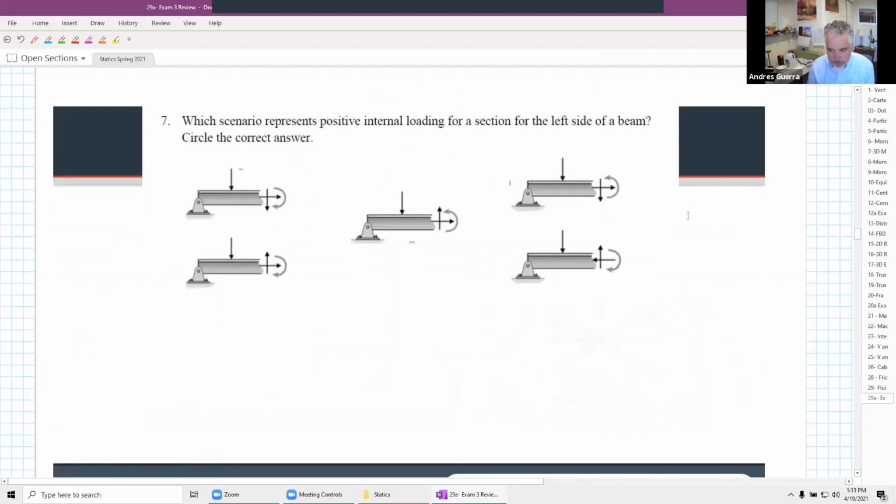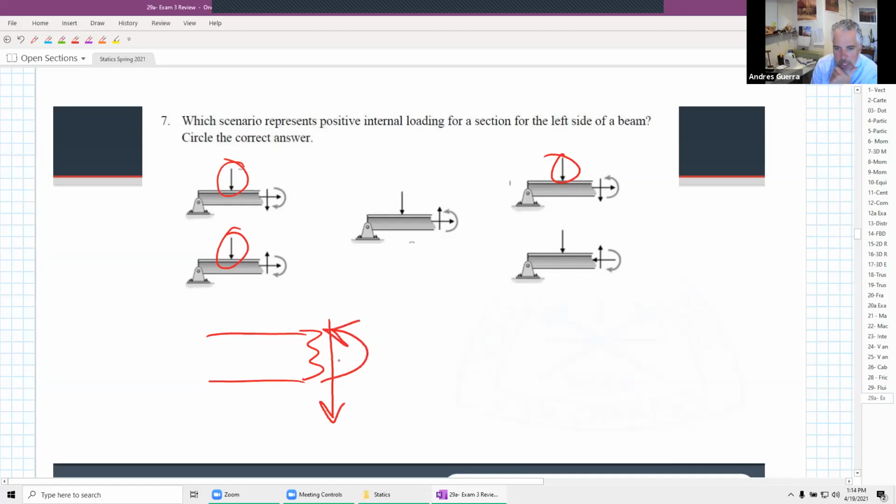Okay, moving on to internal forces now. Which scenario represents positive internal loading for a section for the left side of a beam? Circle the correct answer. We actually did a quiz on this one. Remember, it does not matter what the forces are that are applied to this. If we are going to the left side of a cut, our V is always going to go down, M is always going to go counterclockwise, and N is always going to go like that.